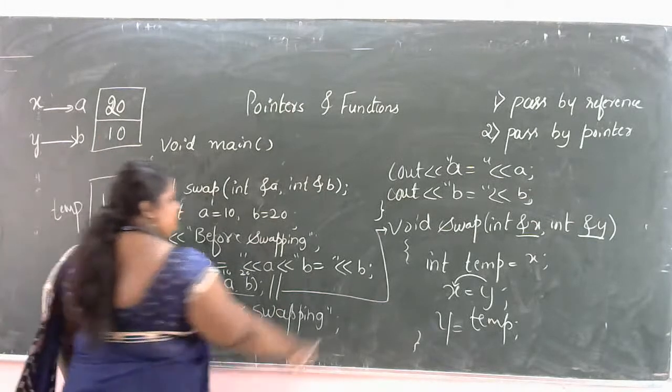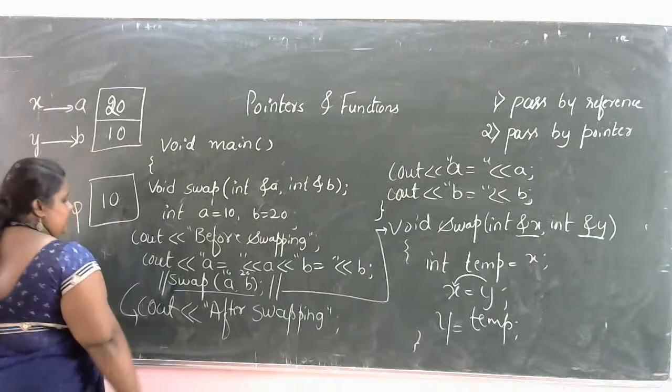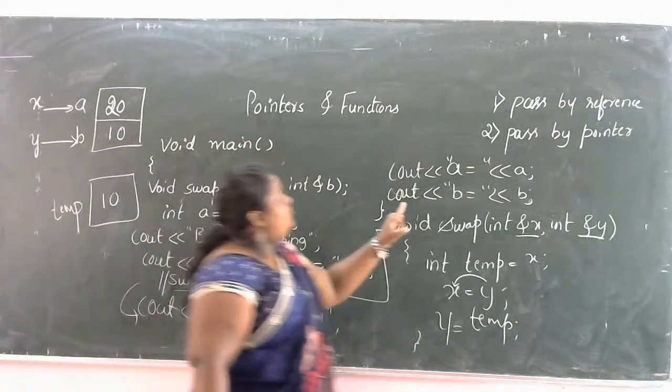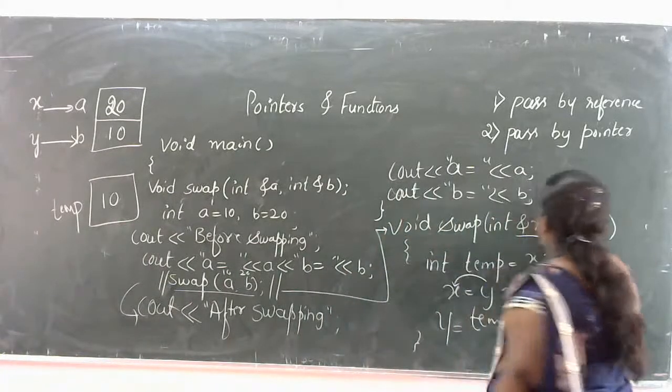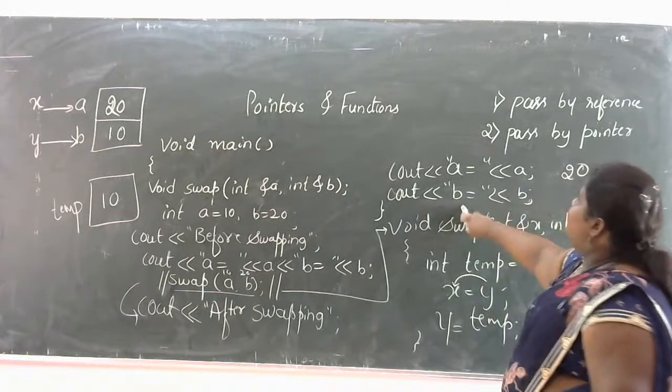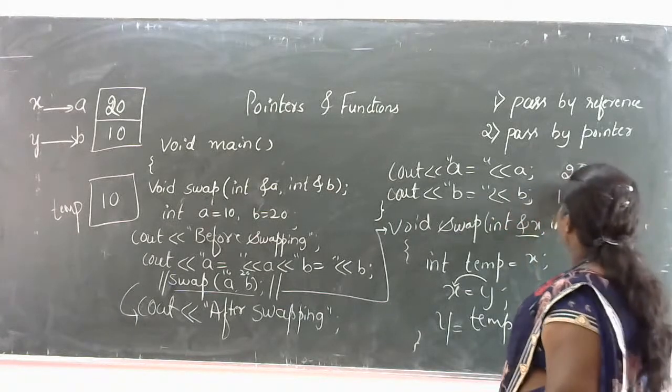After that, the control will come here. See the output. After swapping, what will be the value of A? After swapping, value of A is 20. Value of B is 10.